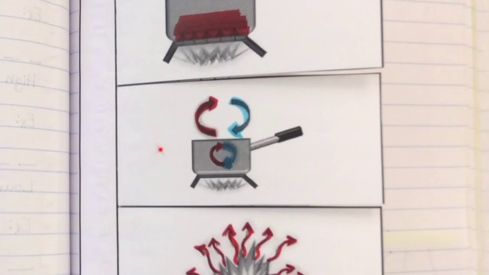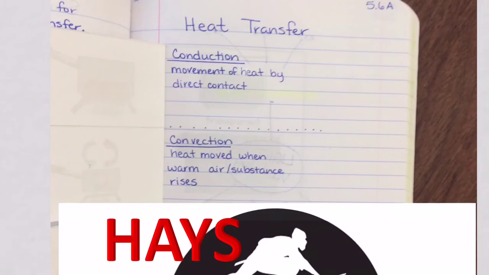Okay, the next one, we have the pan still sitting on the burner, but you have these arrows showing how the substance inside the pan is moving, whether it's water or whatever you're cooking. And then you have up here the air. You see the arrows. You're going to color the up arrow red, and you're going to color the down arrow blue. Okay, and that is talking about convection. And convection is heat moved when the warm air or substance rises.